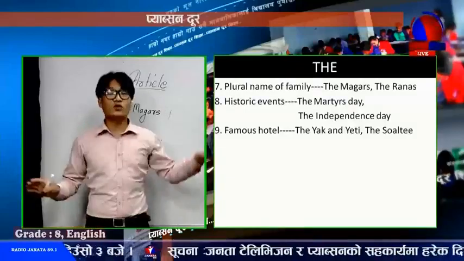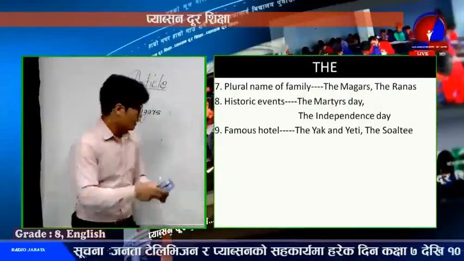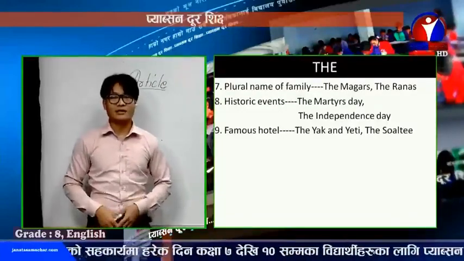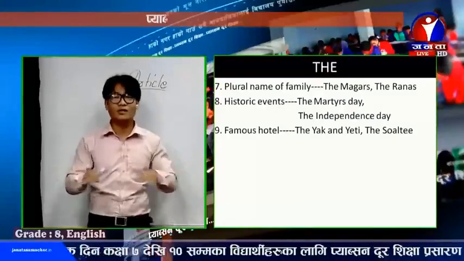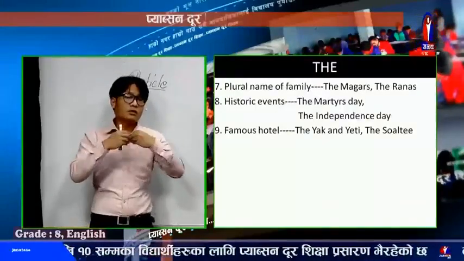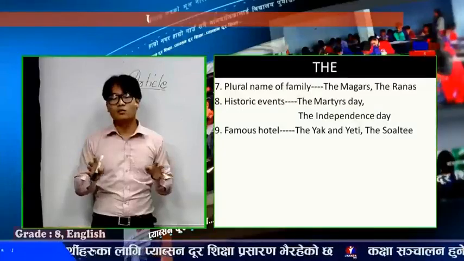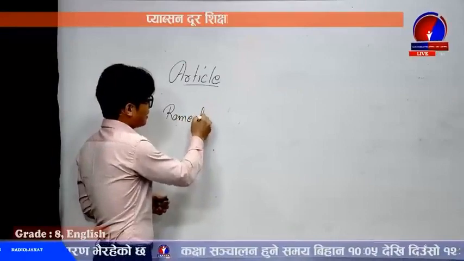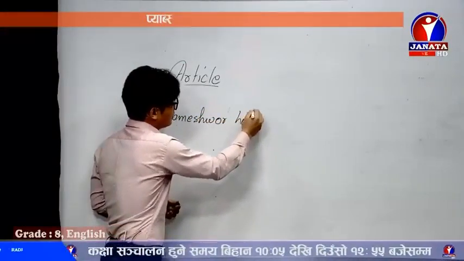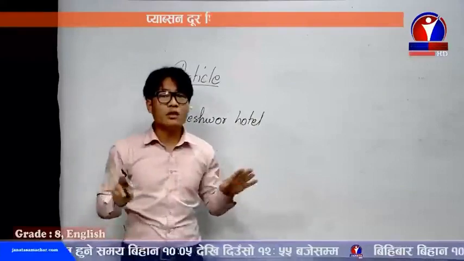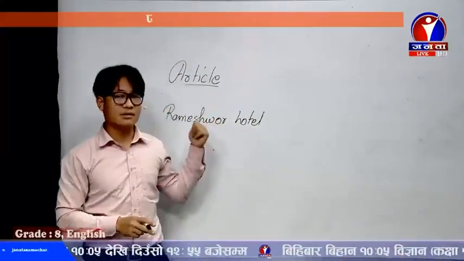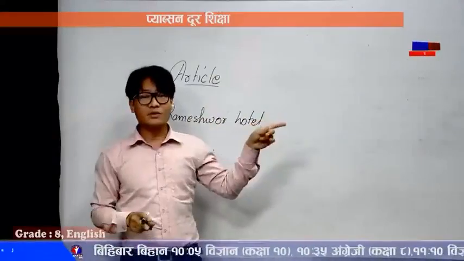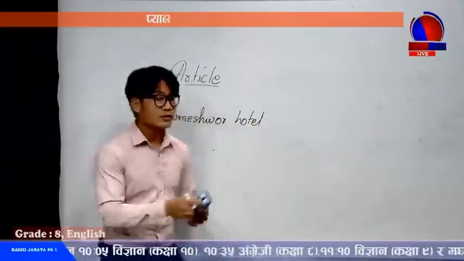Another is famous hotel. An internationally famous hotel takes the article. There are so many hotels around us, but do all these hotels take the article? No. For example, if there is a Rameshwar Hotel, then we should not use the article, because this is not an internationally famous hotel. Nobody knows, just local people know that there is a Rameshwar Hotel. So we don't use the article here.